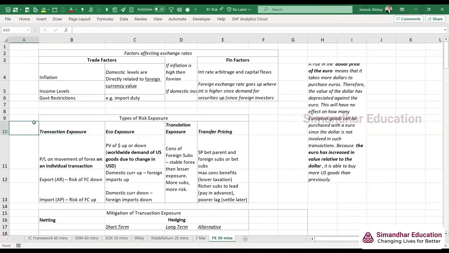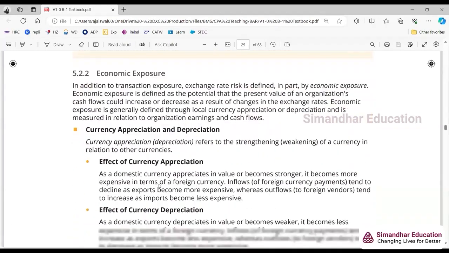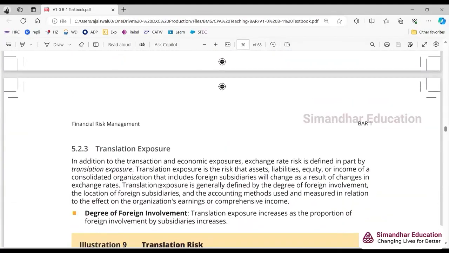Transaction exposure means related to one individual transaction. Okay. Whether we are having an account receivable or accounts payable. So if we are dealing with exports and imports, right? You might have heard this terminology a lot of times, right? Exports and imports. So let me just check what all things are there. Everything is covered here or not.